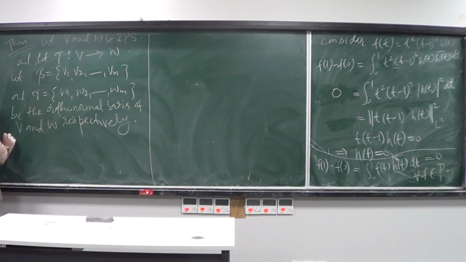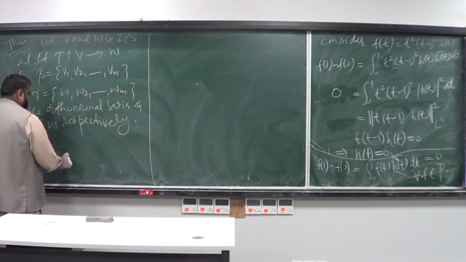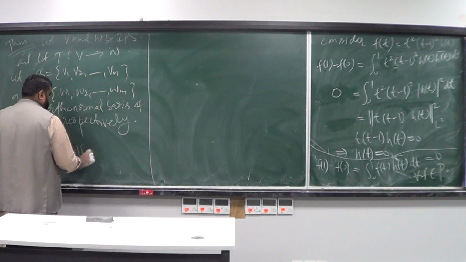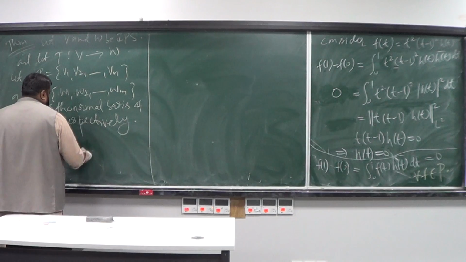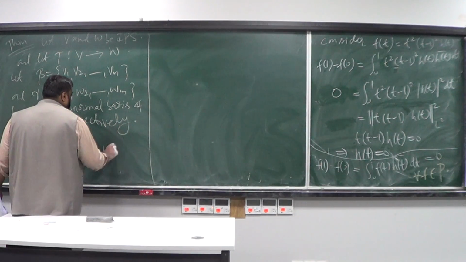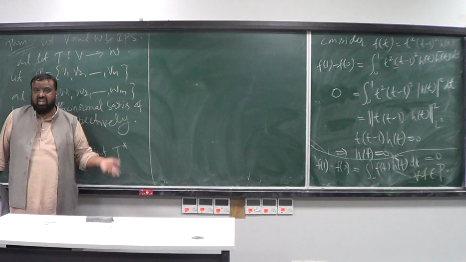Then there are 2 points. Number one, T has an adjoint operator, always T star. And secondly, you can ask an interesting question: how the beta gamma representation of T and the beta gamma representation of T star are related with each other.